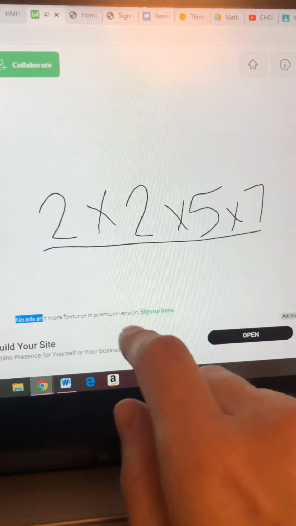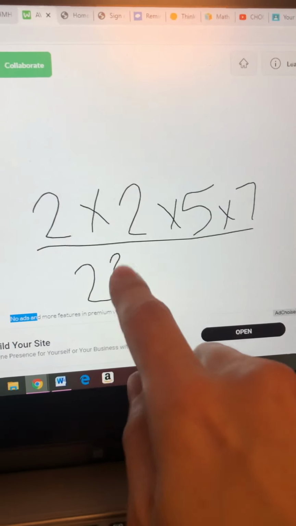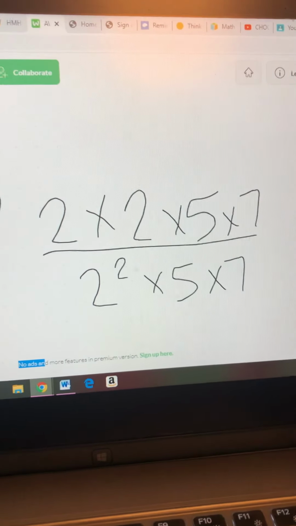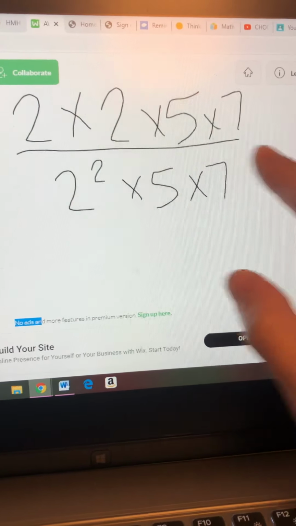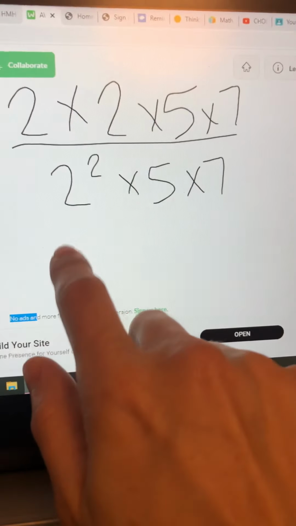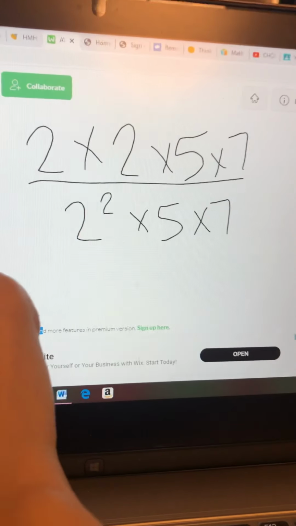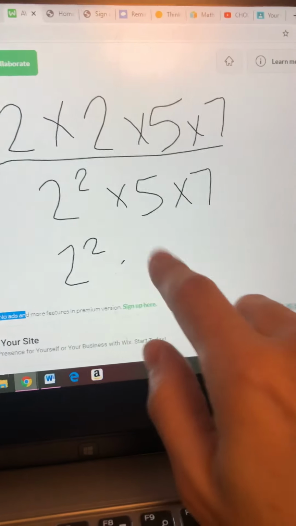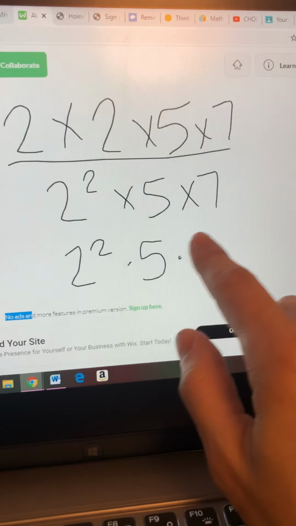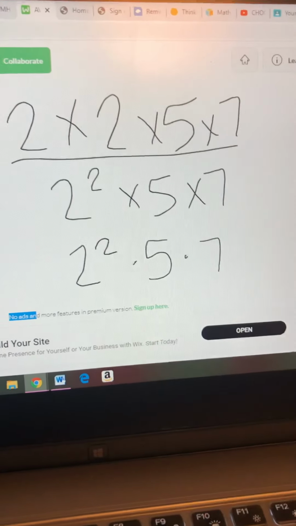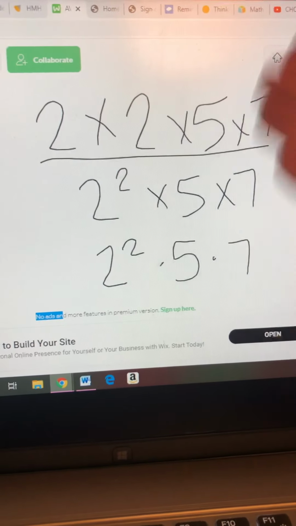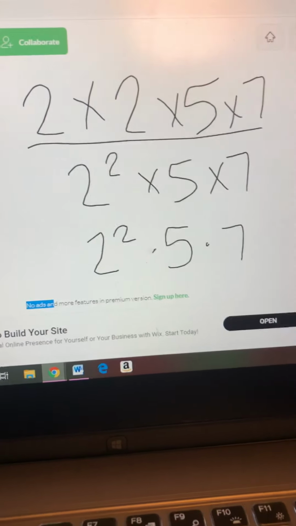Now if you want to write it the other way, you can do 2 to the second power times 5 times 7. And if you want to take it a little bit further, like I taught you before, 2 to the second power, the dot, 5, dot, 7. Remember that dot means multiplication as well. Okay, so either way would be fine. Any one of these three forms is fine.